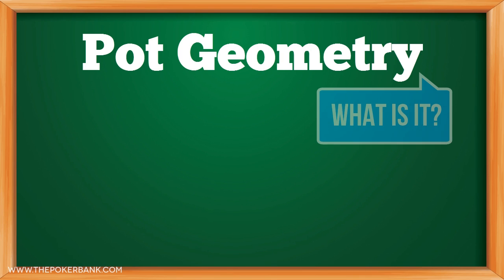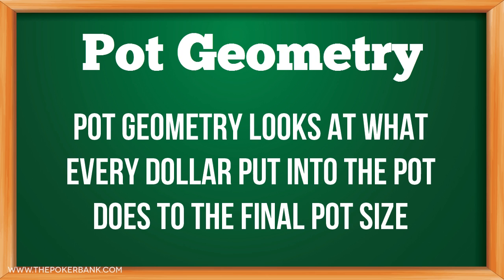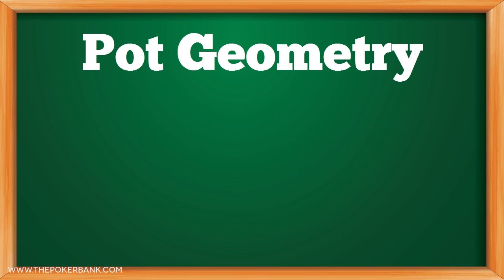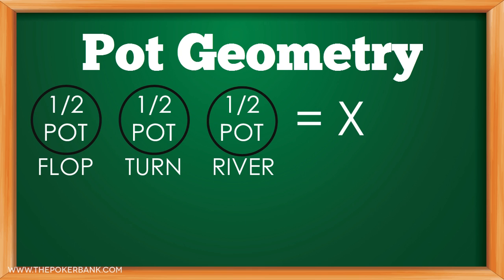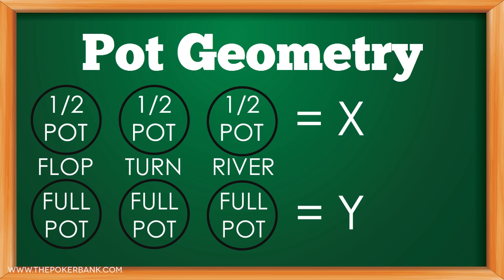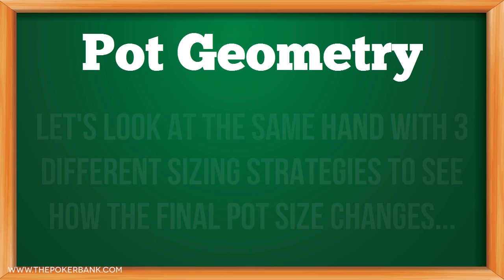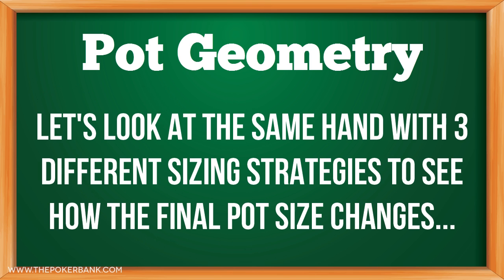First, what is pot geometry? Pot geometry looks at what every dollar put into or not put into the pot does to the final pot size. It's easy to understand that if we were to bet half pot on every street, the final pot size will be different than if we would have bet full pot on every street. But how big of a difference is it really? Well, let's look at an example with 3 different sizing strategies and see how sizes relate to final pot sizes.